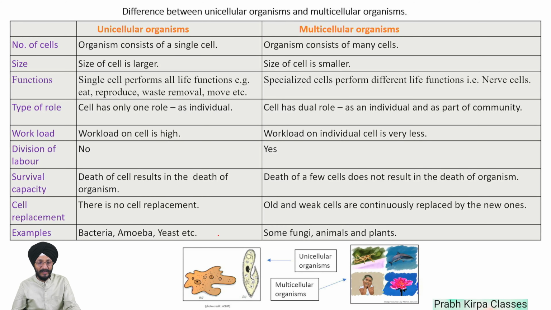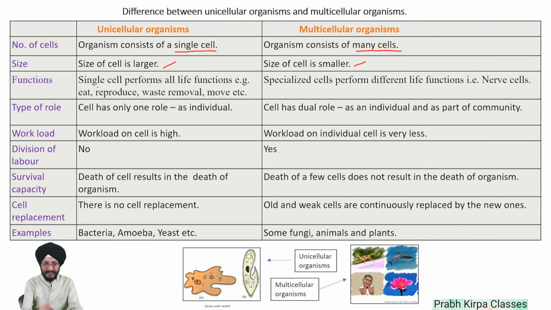Now, we will understand the difference between unicellular and multicellular organisms. In the case of unicellular organisms, the number of cells is single. In the case of multicellular organisms, the organism consists of many cells. In the case of a unicellular organism, the size of a single cell is larger. In the case of a multicellular organism, the size of a cell is smaller.